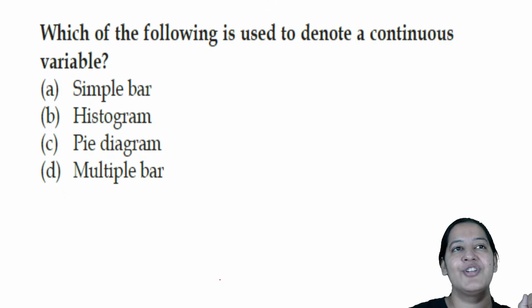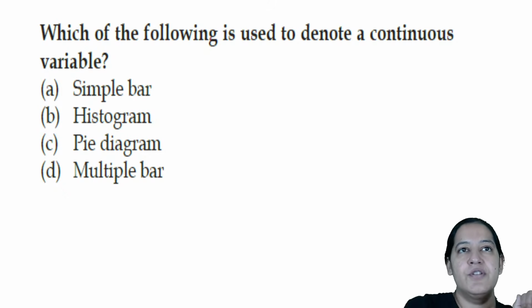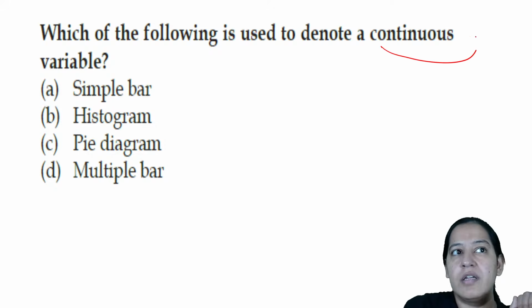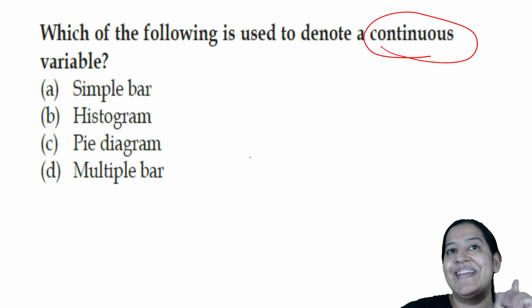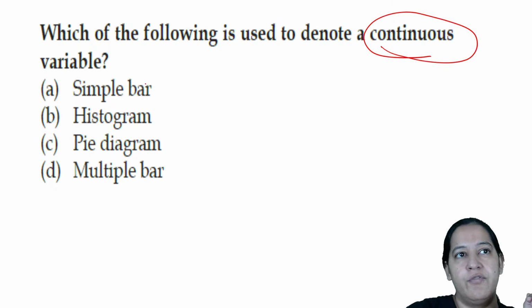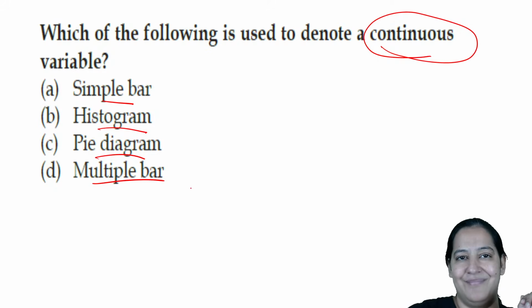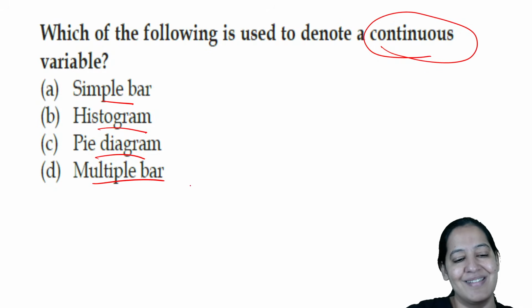This is the next question in front of you. Please read it. Which of the following is used to denote a continuous variable? Continuous, not discrete. You know, a continuous quantitative variable. The four options are simple bar, histogram, pie diagram or multiple bar. What will be the correct answer in this scenario?